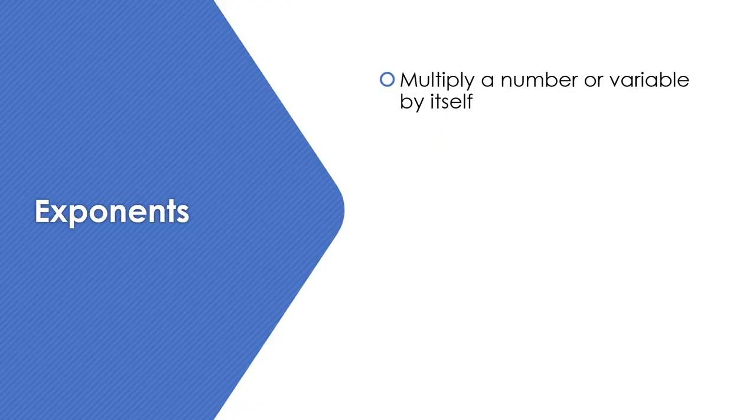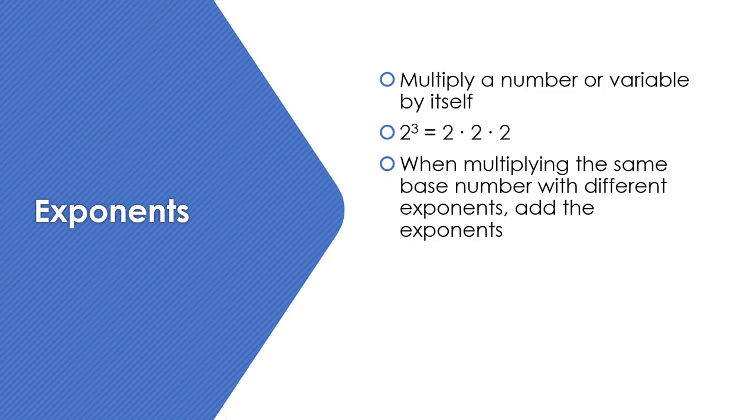Exponents. Okay, so an exponent is basically multiplying a number or variable by itself. For instance, 2 cubed is 2 times 2 times 2. And the rules for exponents that you need to be aware of are: when you're multiplying the same base number with different exponents, you add the exponents. And if you're dividing, you subtract them.